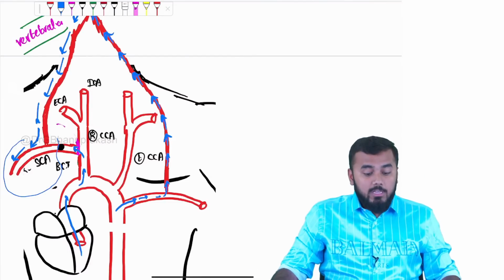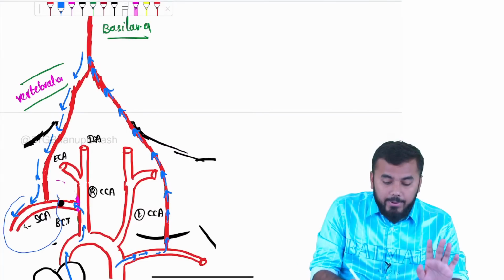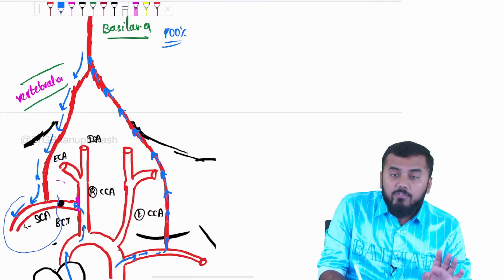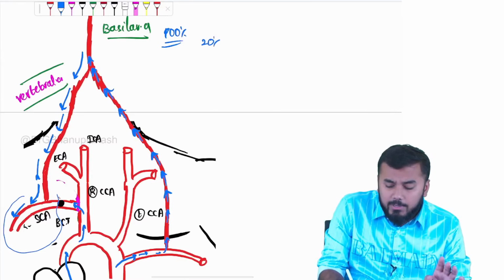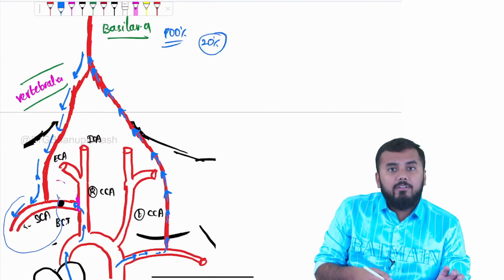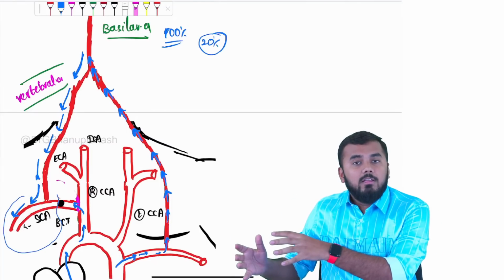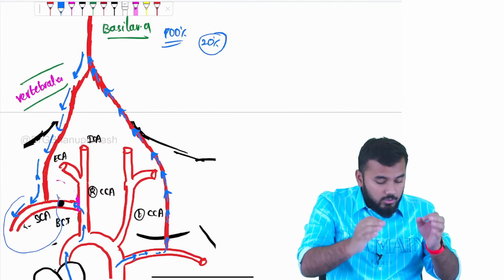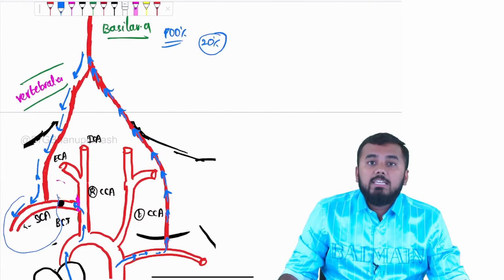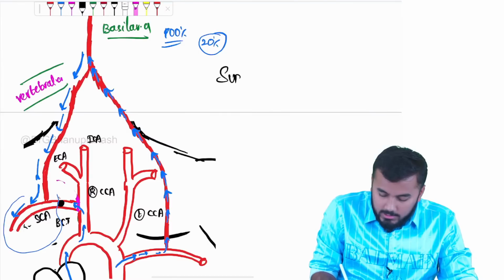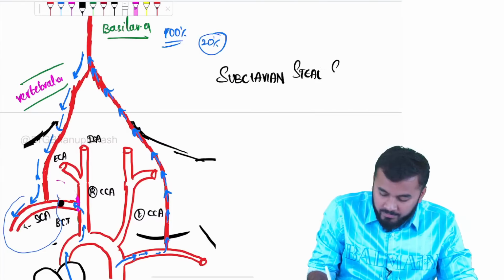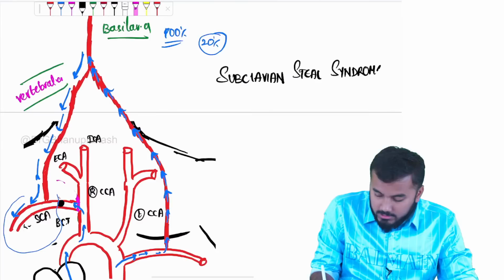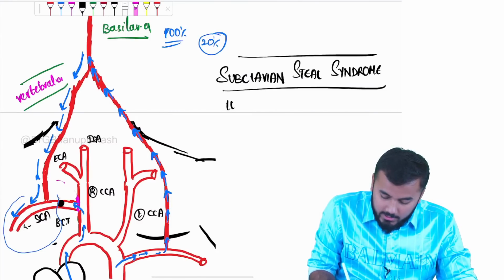So let us say the brain has to receive 100% of the blood. Out of that, let us say 20% of the blood is brought back into the right subclavian artery. It means that from the left side, the blood is getting stolen, right? The right subclavian artery is stealing the blood from the left side. So this syndrome is called subclavian steal syndrome. What is this syndrome called? Subclavian steal syndrome, which happens when there is left subclavian artery stenosis.